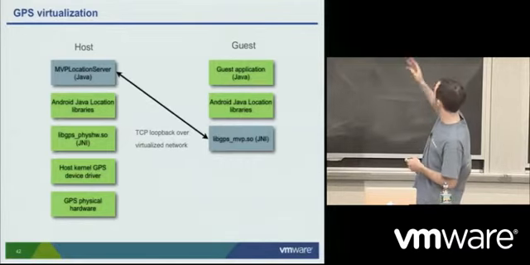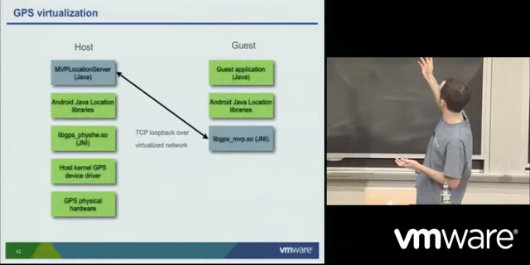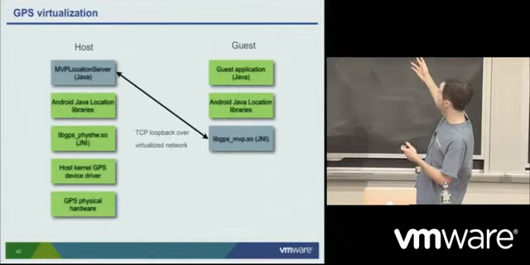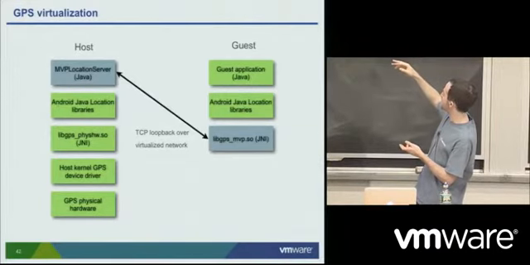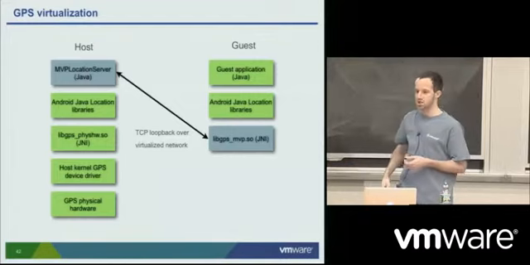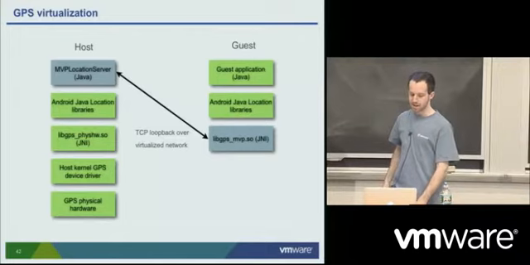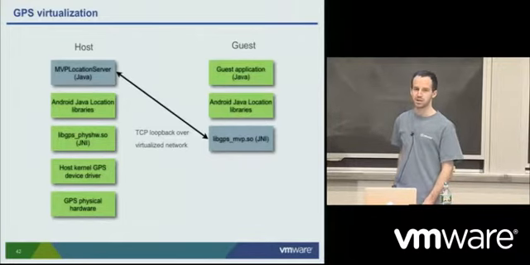When the guest tries to look up its location, it accesses the Java location libraries, which then speak down via the Java native interface to this library, which then calls across to the host and makes use of a similar set of libraries there, which then make use of the physical GPS. So this enables a relatively simple implementation, and one which works, at least in the Android context, for all the applications that we're concerned with.